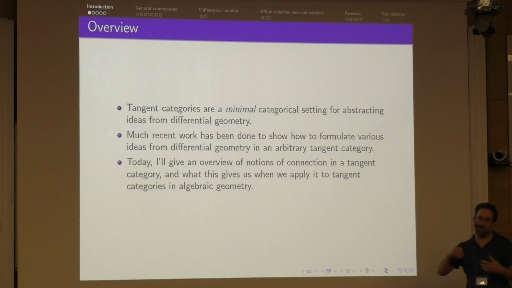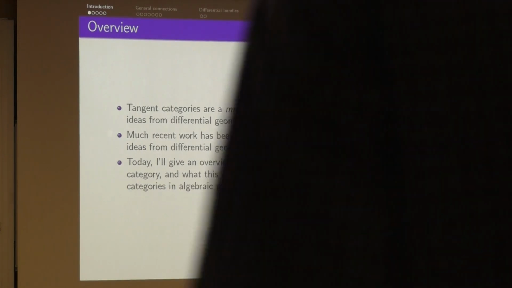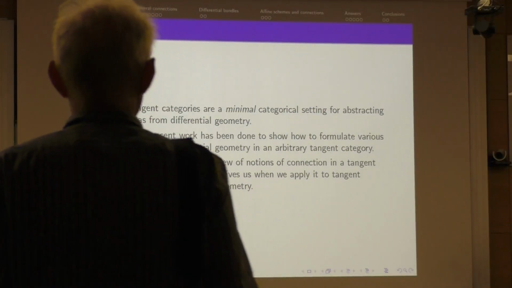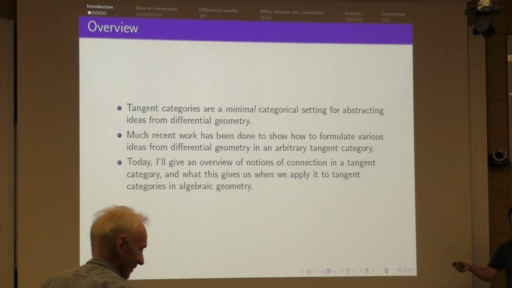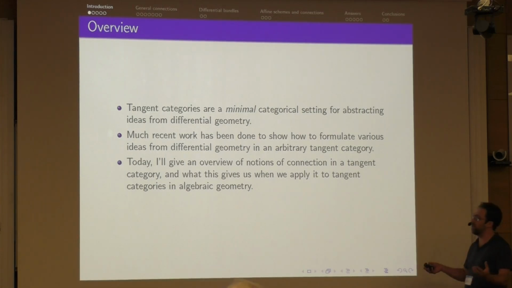Tangent categories, by contrast, try to show what are the minimum things we can get away with to be able to abstract ideas from differential geometry to other settings. In comparison, as categories are to toposes, maybe tangent categories are to synthetic differential geometry.